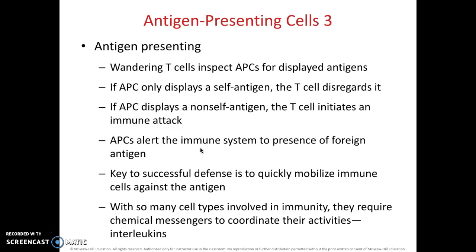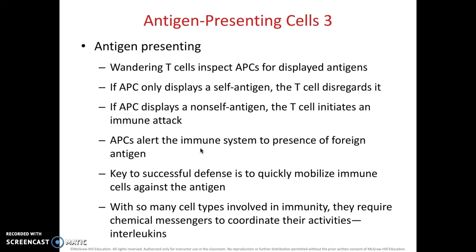cells. So wandering T cells will then inspect antigen-presenting cells for displayed antigens. If there is a self-antigen, the T cell will just ignore it. But if it's a non-self antigen, the T cell will initiate an immune attack. The antigen-presenting cells then go off and alert the rest of the immune system to the presence of that foreign antigen. So this is key to successful defense, meaning that it can quickly mobilize immune cells against that antigen so that you can get rid of it quickly.